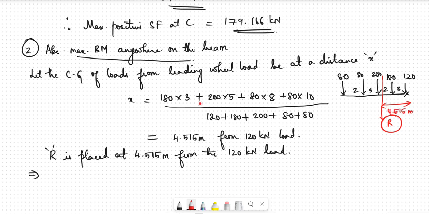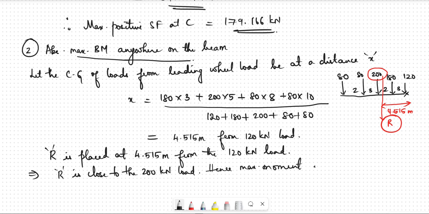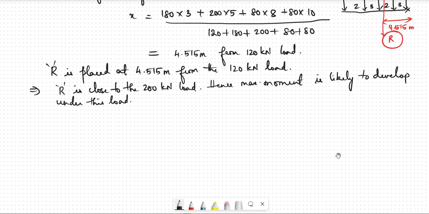So we can say that this resultant is close to this 200 kilonewton load. So let us write: resultant is close to the 200 kilonewton load. Hence we can infer that the absolute maximum moment is likely to develop under this load. Okay, maximum moment is likely to develop under this load. So this is what we do.